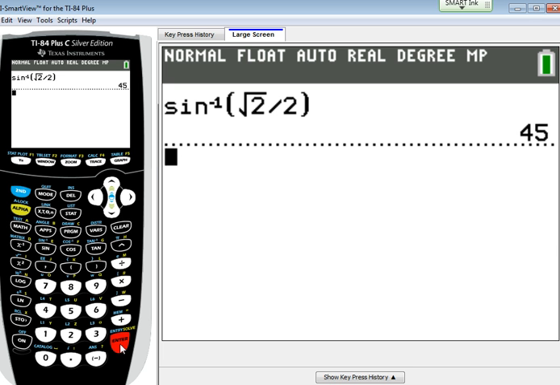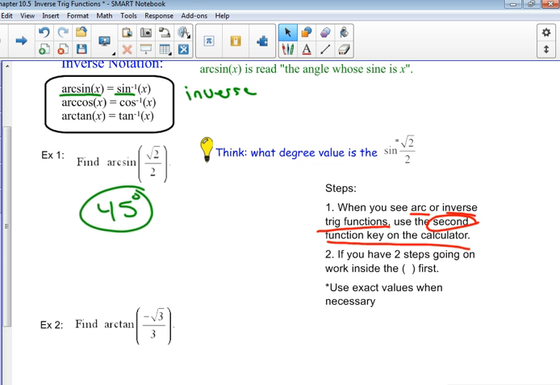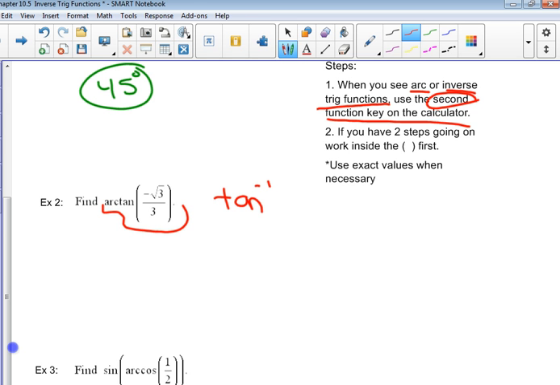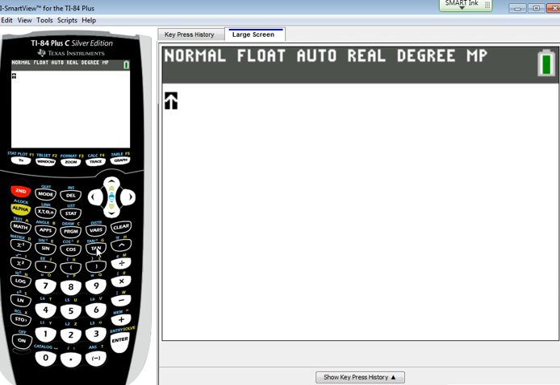So you don't really need to know this, but those of you going on to pre-calc and calc, maybe there are going to be times when you can't use the calculator. This is kind of the thinking that we want to use, but you're basically just typing things in. Same thing if you want arctan of negative radical 3 over 3. As soon as I see arctan, that means the same thing as tan to the -1. So we're just going to type this right in. Second tan, negative radical 3. Again, make sure you close it, divided by 3. See what we get.